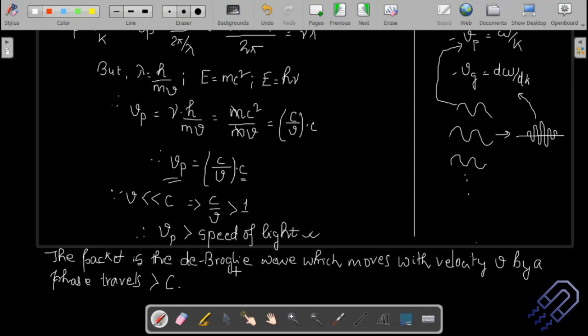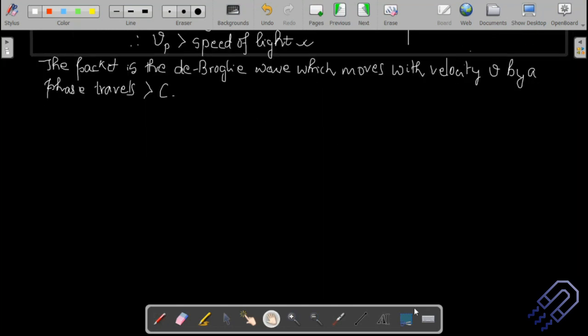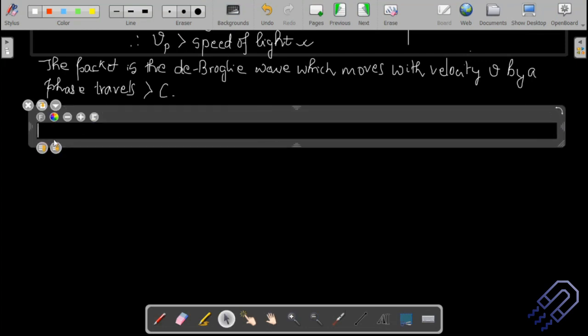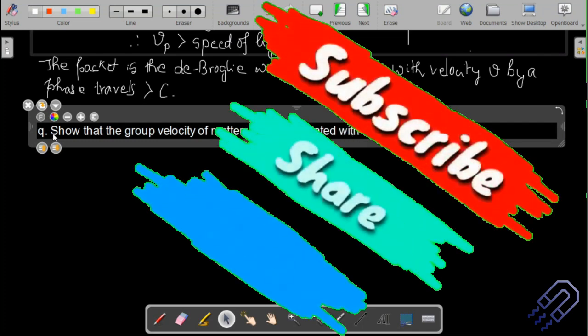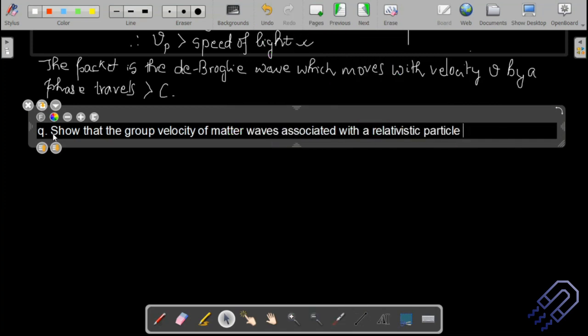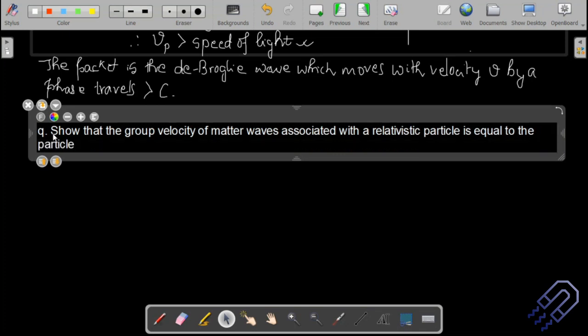Another important question that might be asked, let me give it to you in the question form. The question is something like this: show that the group velocity of matter waves associated with a relativistic particle is equal to the particle velocity. I'm giving it to you in the form of a question so that it's easier to remember and answer. This is a slightly longer derivation, maybe up to 5 marks can be given.